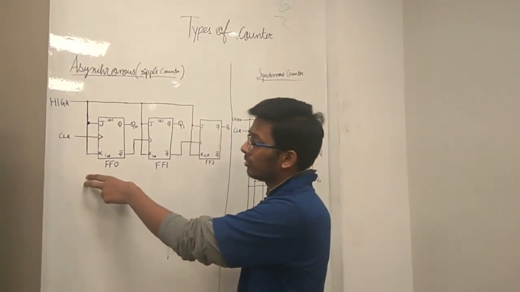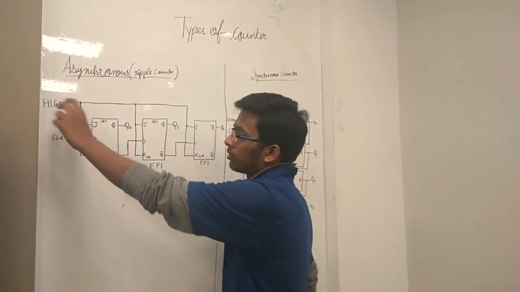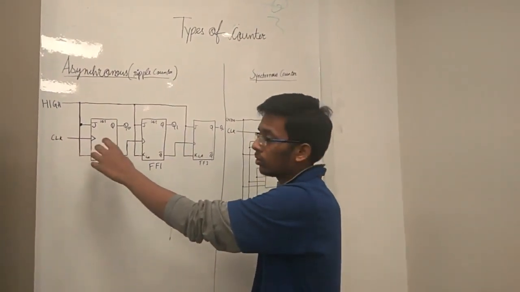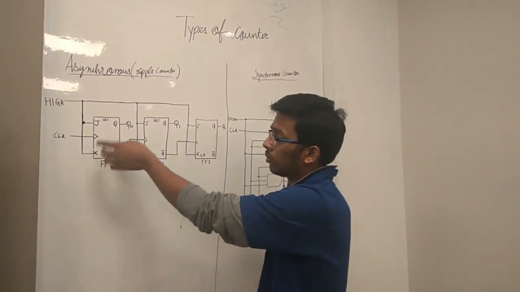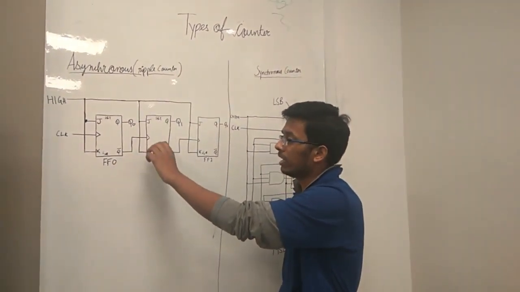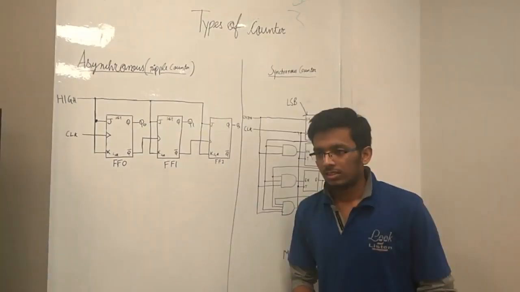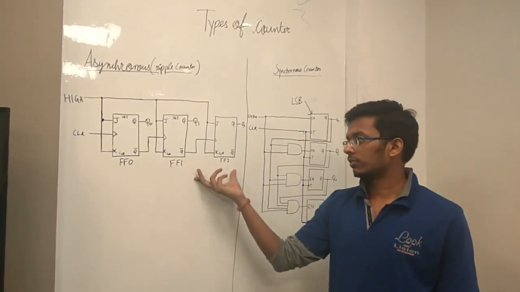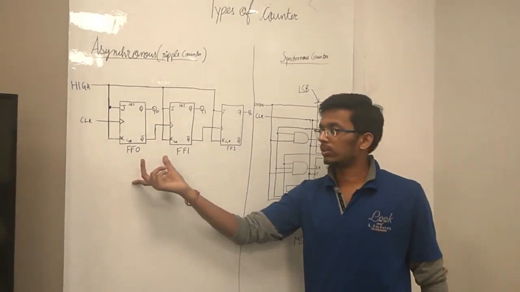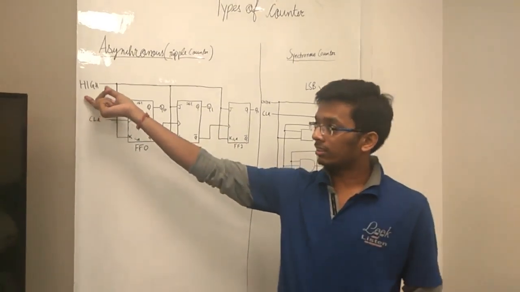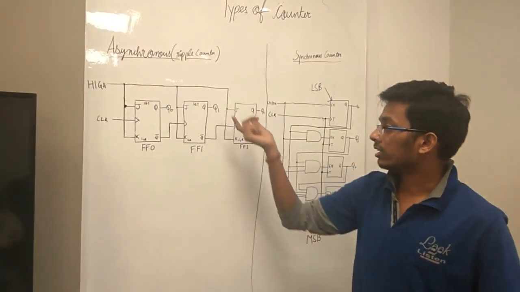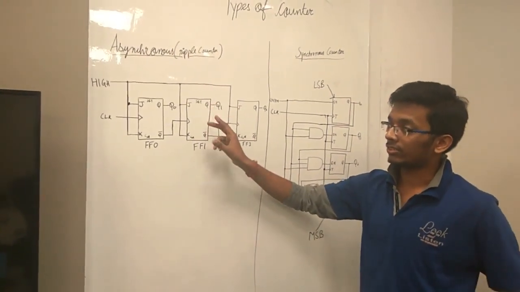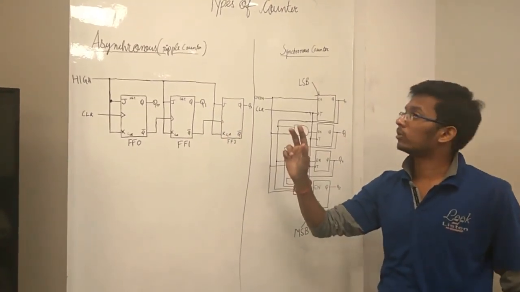So here in the asynchronous counter, there are two inputs coming. First is the counter and second is the clock. So here what happens, the clock goes into the first flip flop, then the output of the first flip flop goes into the second flip flop, and it goes on into the other flip flops. So here we can say that all the flip flops are dependent on the output of the first flip flop, which is not so good. This is the asynchronous counter.